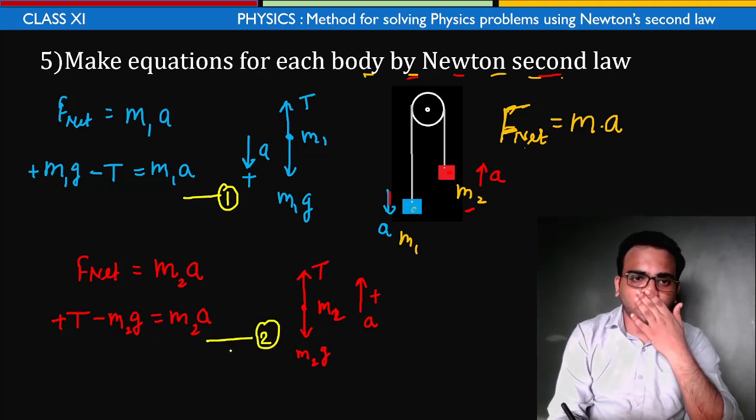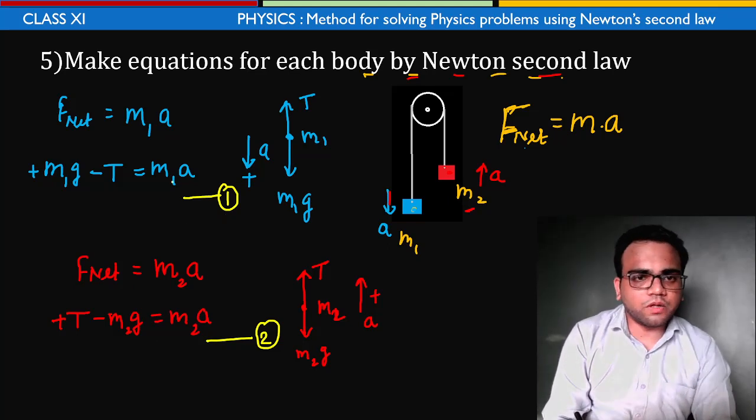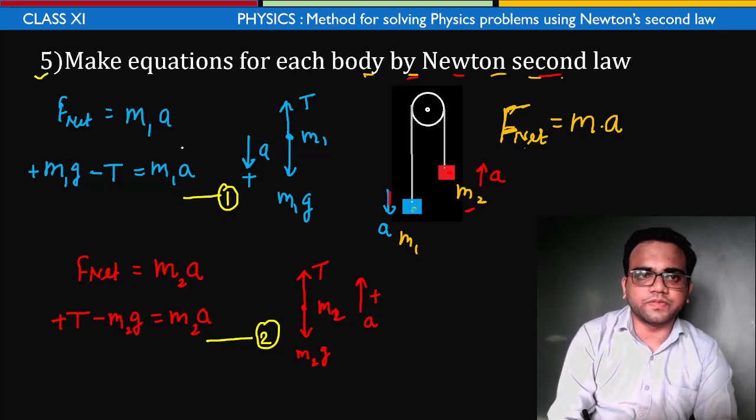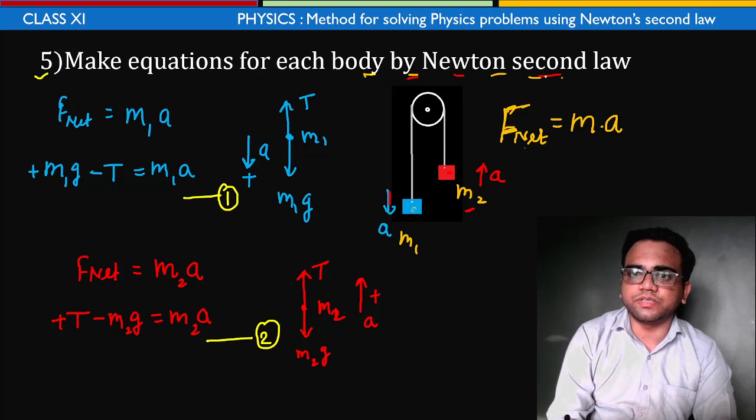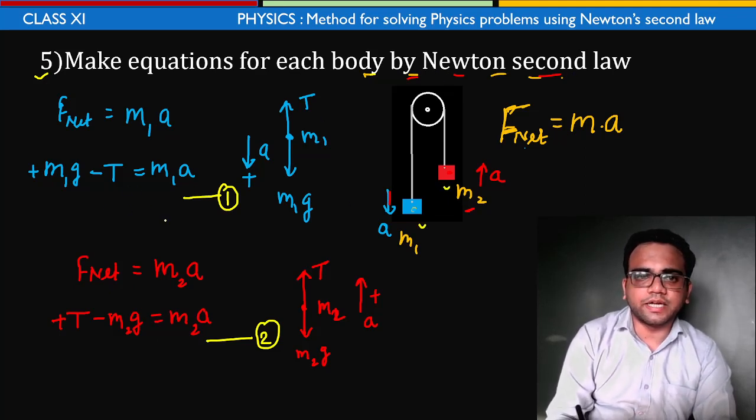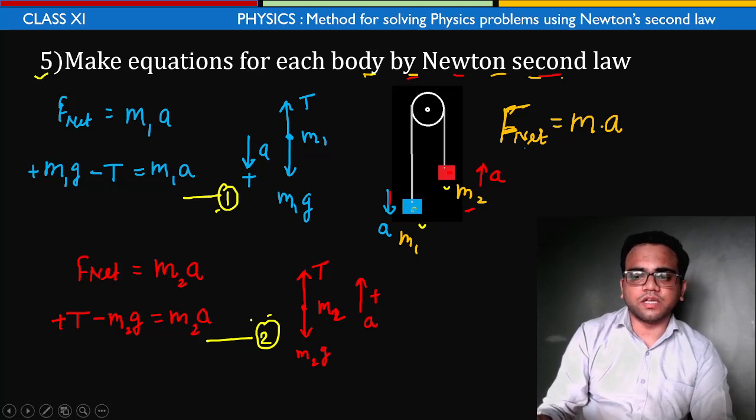Okay, cool. Now solve these two equations. See, we have completed the fifth task. What was that? That was make the equation for each body by Newton's second law. So these are two systems, and we have written these two equations, first and second.